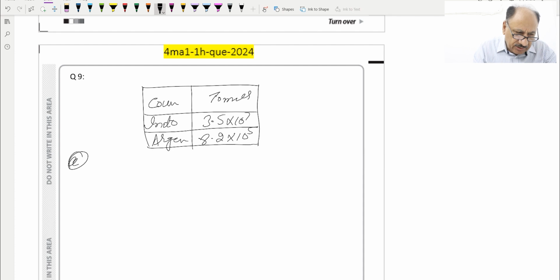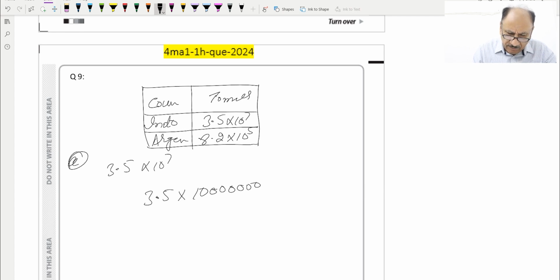The A part says write 3.5 into 10 raised to 7 as an ordinary number. So 3.5 into 10 raised to 7 means 7 zeros, and one zero we can accommodate to move the decimal, so it will be 3 5 and 6 zeros. So it will be this number, and this is the 1 mark part which we have done.